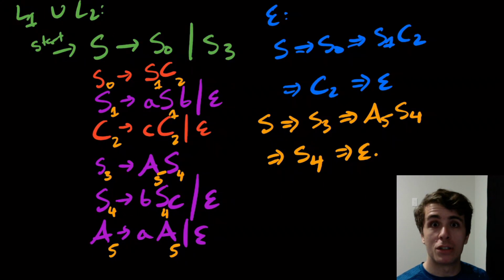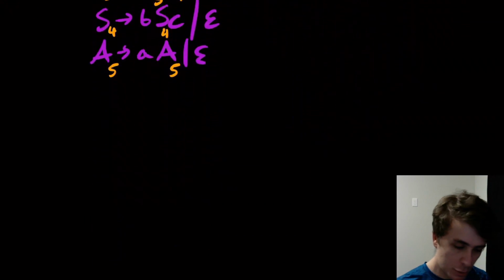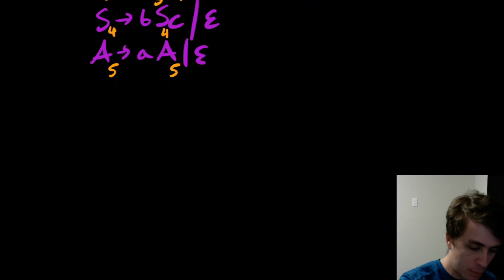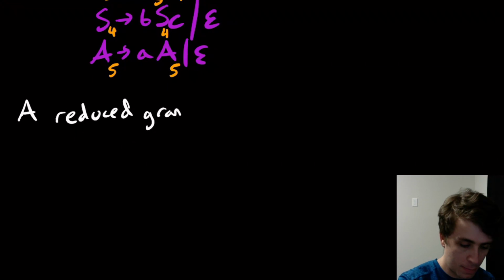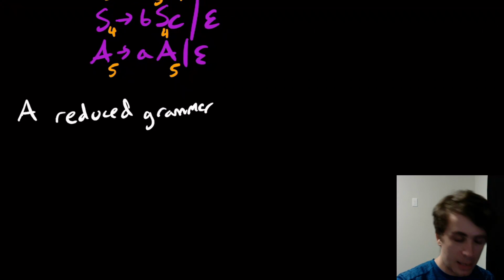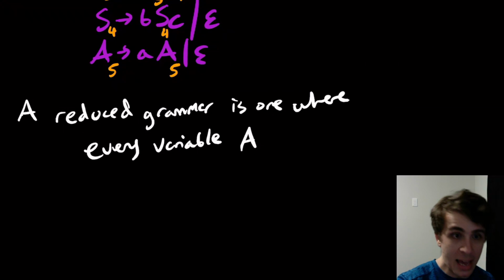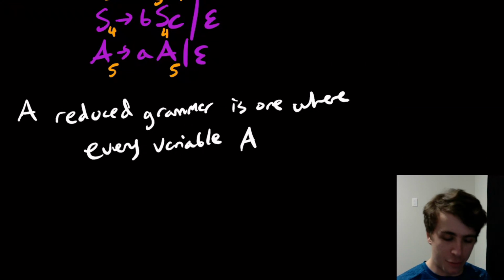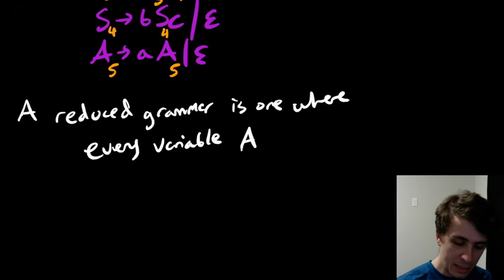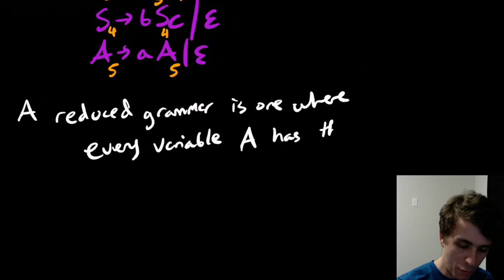Okay, so now I want to tell you about the first part of the proof, which involves something called a reduced grammar. So what is a reduced grammar? A reduced grammar is one where every variable, let's call it A, has the following form.